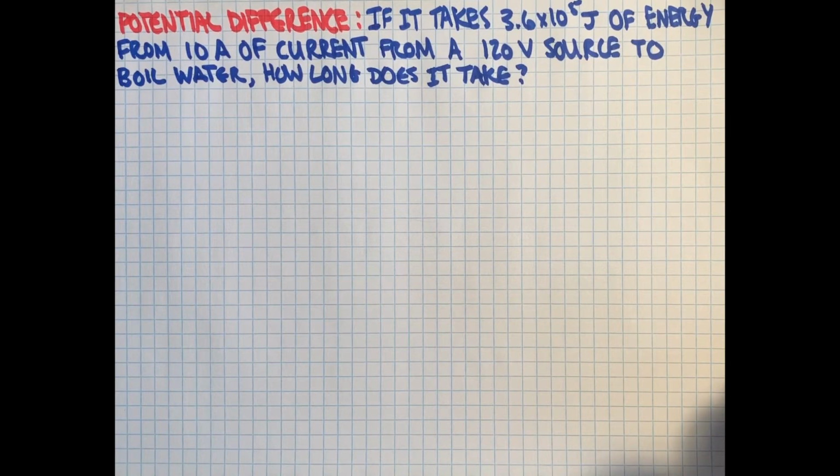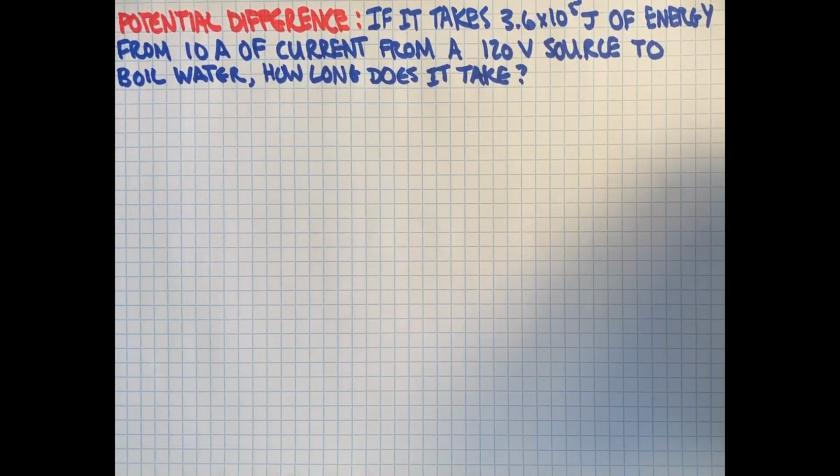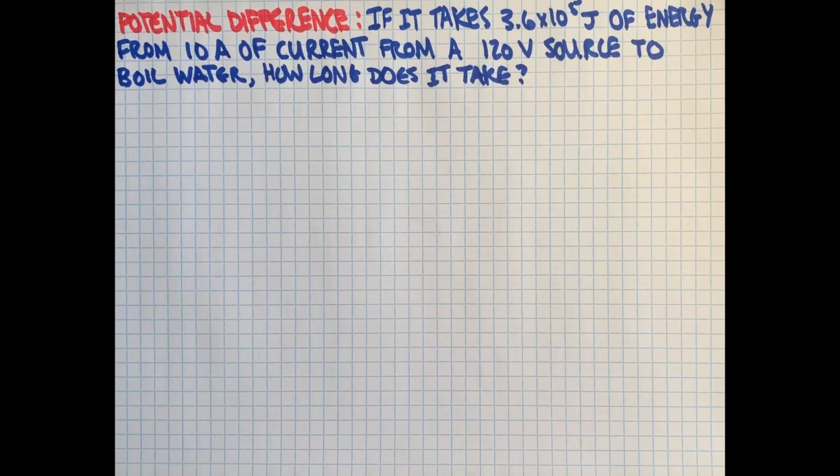If it takes 3.6 times 10 to the 5 joules of energy from 10 amps of current from a 120 volt source to boil water, how long does it take? What this question is asking us is, you've probably done this in your life, you've plugged in your kettle, you know that something's happening there, some energy is being used, some electricity, and it takes a while for your water to boil.